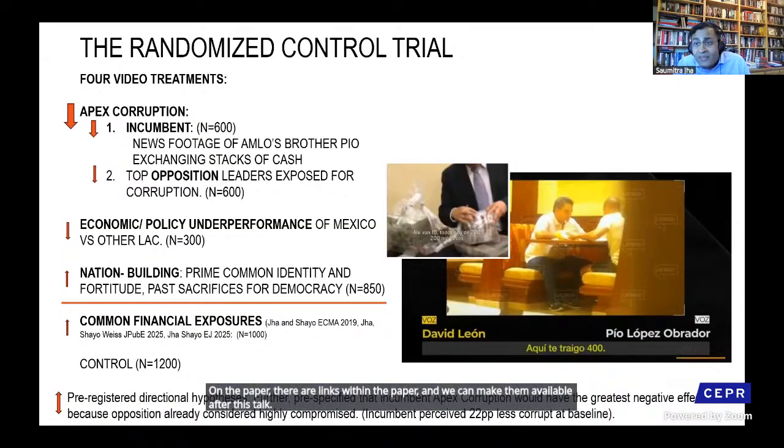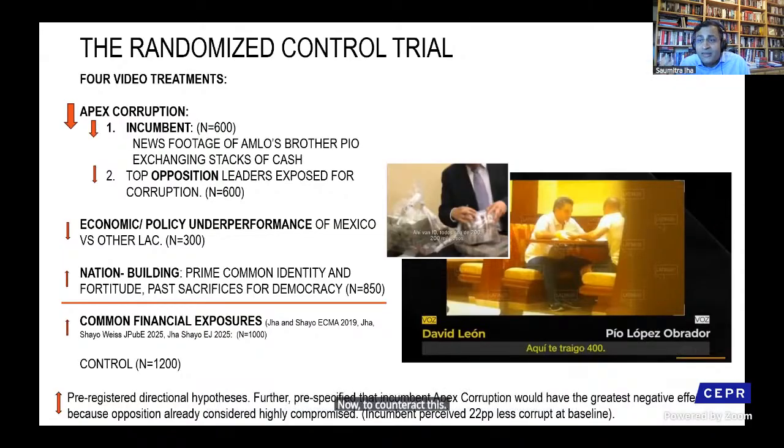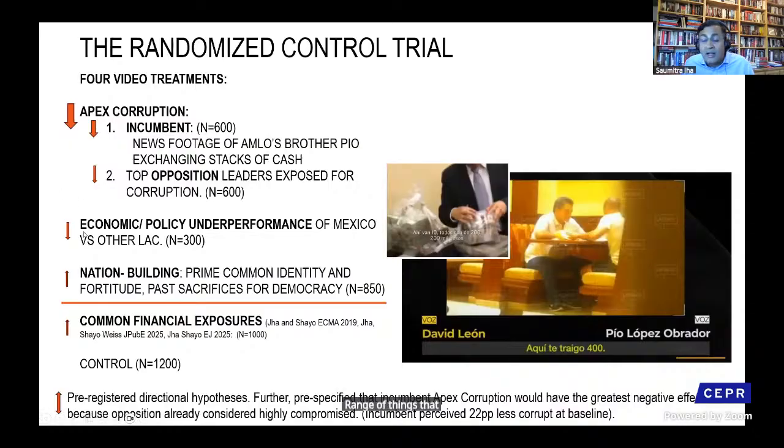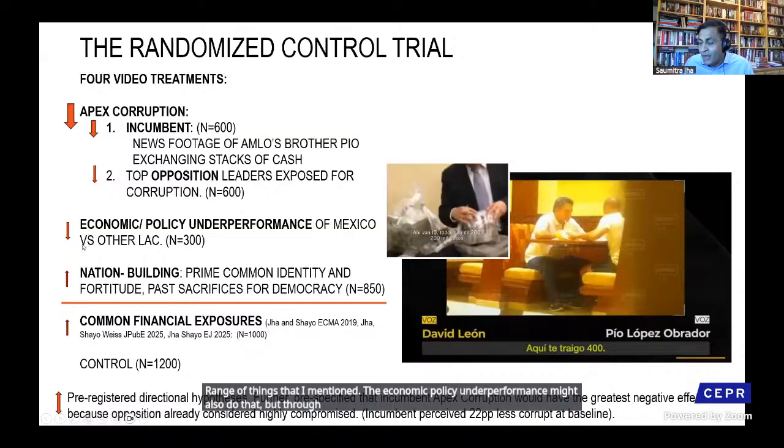Now, we hypothesized that apex corruption was going to reduce support. These arrows show our pre-specified hypothesis that apex corruption, particularly by the incumbent, would reduce support for democratic values across all the range of things that I mentioned. The economic policy underperformance might also do that, but through a different channel. But then we tried to offset this, and we tried to do it in two ways.